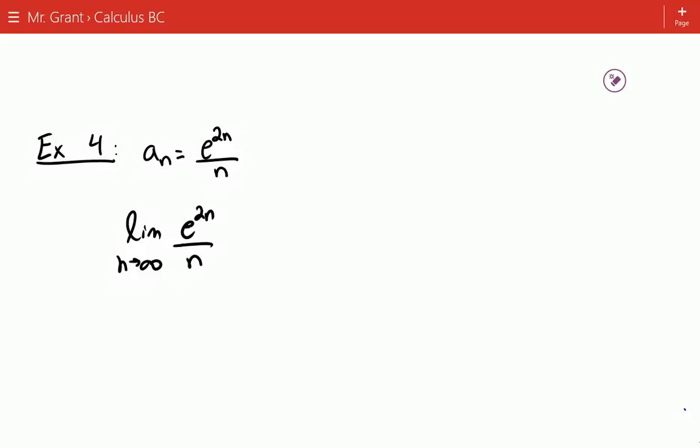So at this point in time, L'Hopital's rule might be a nice one. We do have an indeterminate form, infinity over infinity. So that says we can take the derivative of each. Taking the derivative, we find that e to the 2n becomes 2e to the 2n over 1. Now if we plug in infinity, there's no indeterminate form. We know what's going to happen. We have something that's infinitely large on the top divided by 1, so we get an infinitely large number. In this case, our sequence doesn't converge, our sequence diverges.